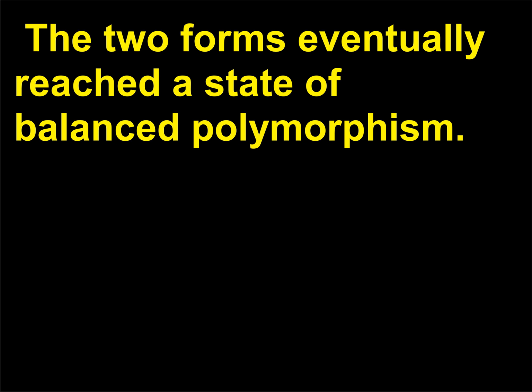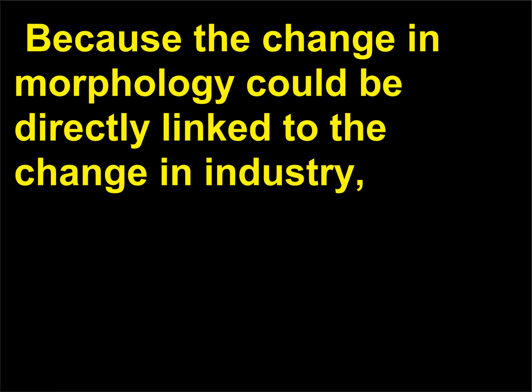The two forms eventually reached a state of balanced polymorphism. Because the change in morphology could be directly linked to the change in industry, this process is described as industrial melanism.